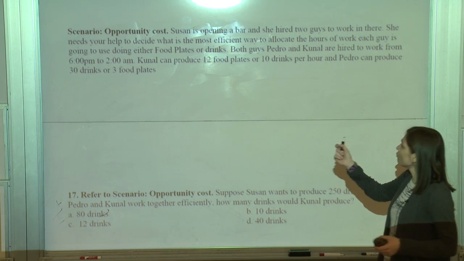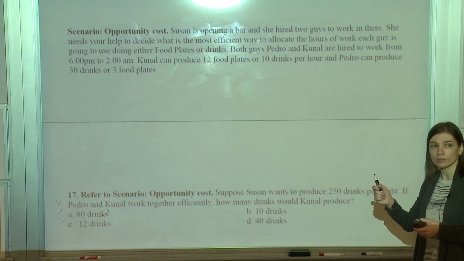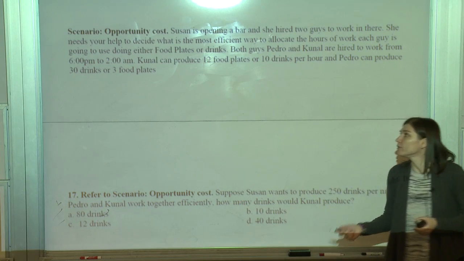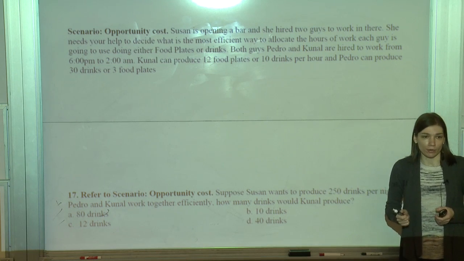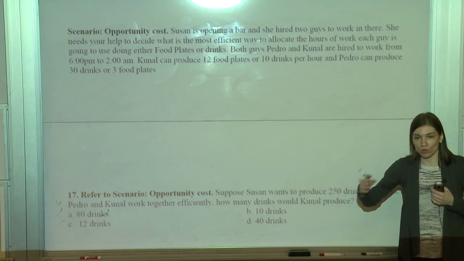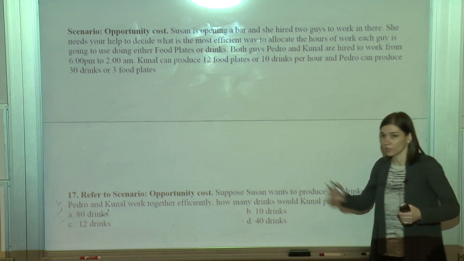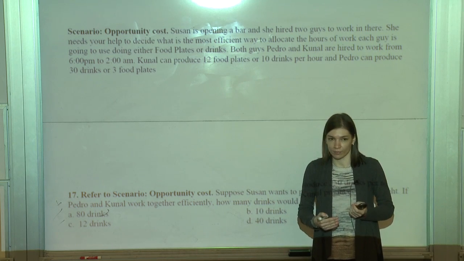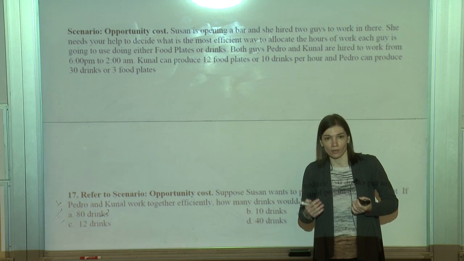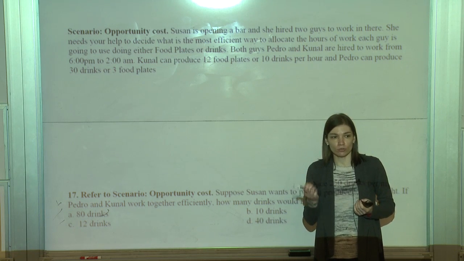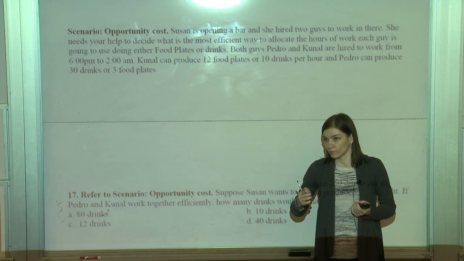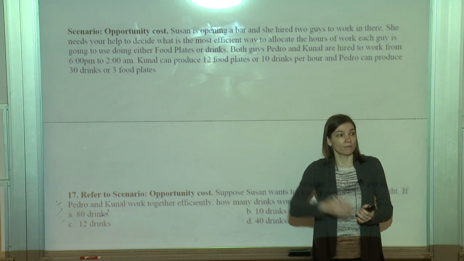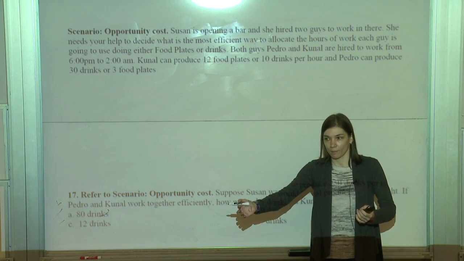One guy can produce 12 food platters or 10 drinks per hour, and the other guy can produce 30 drinks or 3 food plates per hour. Now we need to decide who's going to do what, and then allocate all their time to that particular activity, which is either food or drinks. How are we going to decide that? Well, we need to first figure out the opportunity cost for each person of producing, let's say, drinks. Opportunity cost is in terms of the other activity that they could be doing.